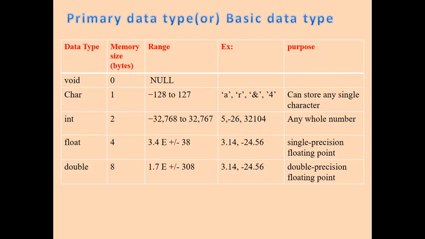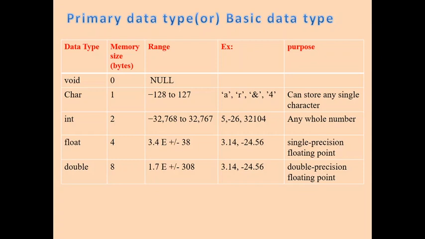Next one is float. Float is nothing but real numbers. In our day-to-day life, we call them real numbers. The float data type requires 4 bytes of memory. Its range is 3.4e plus or minus 38. It represents decimal values, an integer part, a dot, and some values. In normal format, you call it real numbers. In C language, we call it the float data type. It represents single precision floating point.